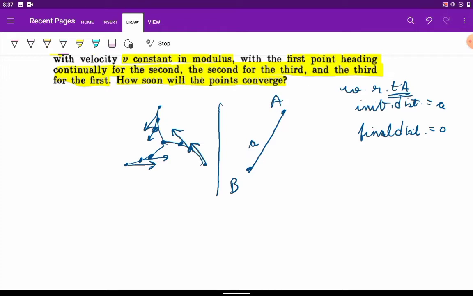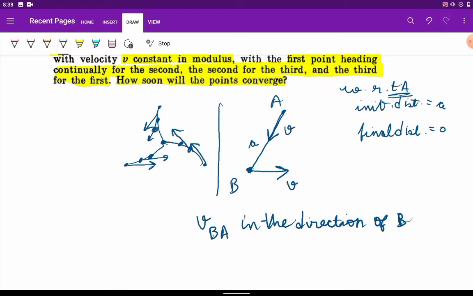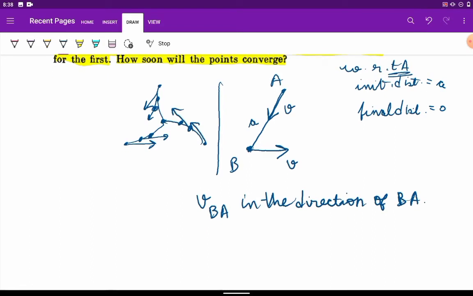Now with respect to capital A, B's velocity is in this direction, and velocity of A is in this direction, but you are sitting on A, so I'll write it as velocity of B with respect to A. We have to be very clear about one thing: velocity of B with respect to A in the direction of BA.